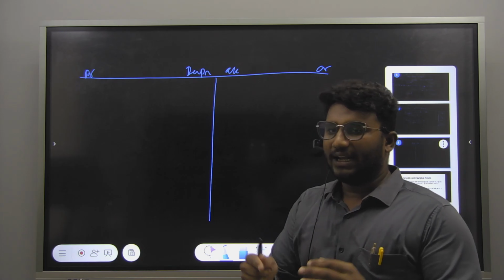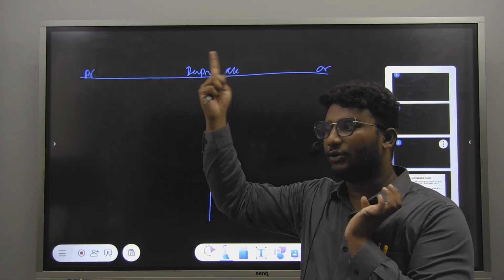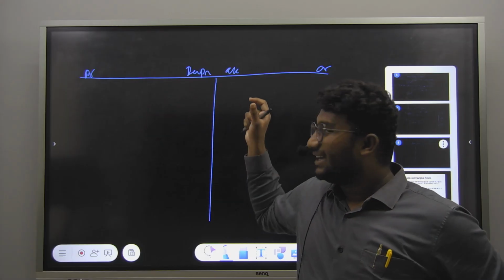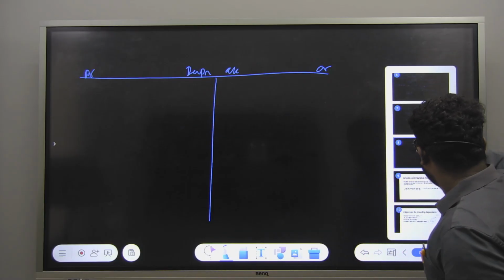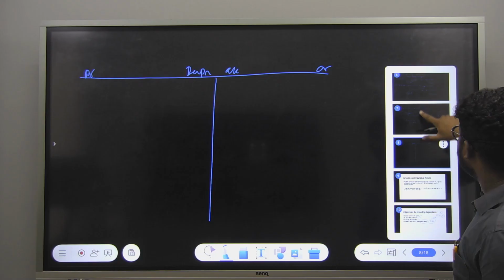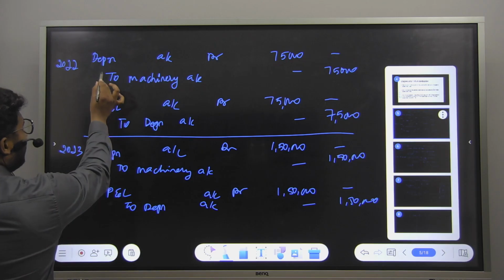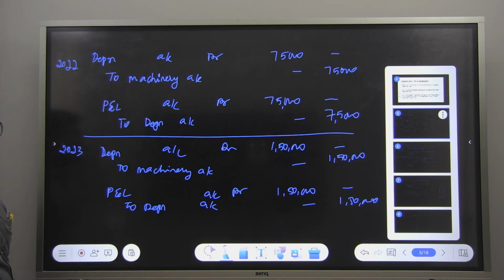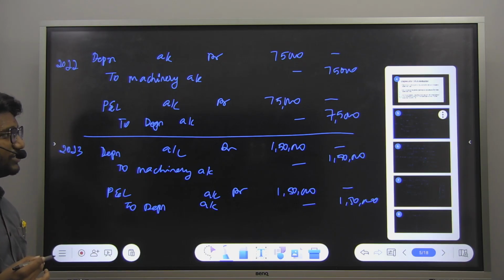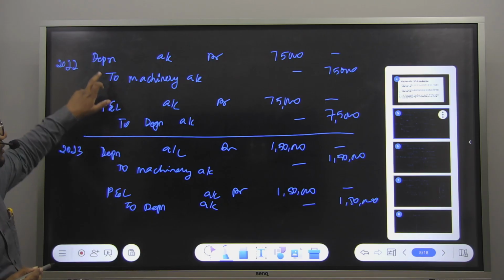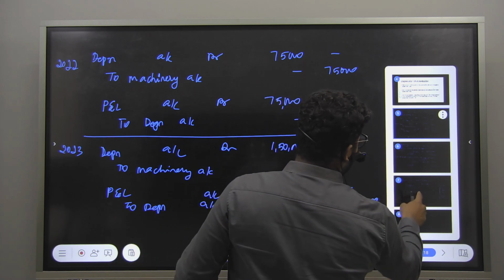And one more entry: that particular depreciation, whatever it is, we will transfer to the profit and loss account. There also there is an involvement of depreciation. We have to write it under the depreciation head. Let us see the journal entries first. So what entry have we written? Depreciation account debit to machinery account. Depreciation account debit to machinery account. So now we are preparing the depreciation account. Which side do you write in the depreciation account?